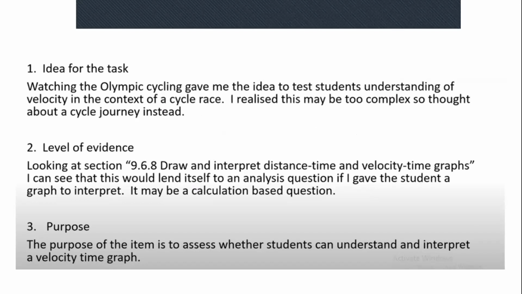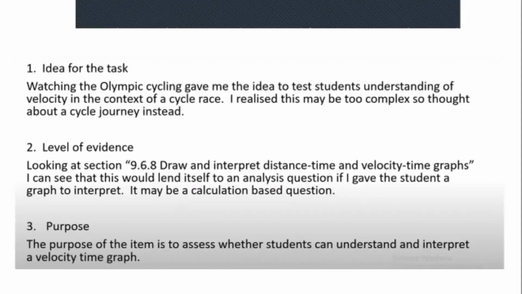Idea for the task. When I say idea for the task, for example, I say watching the Olympic cycling gave me the idea to test students and understand velocity in the context of a cycle race. I realized this may be too complex, so I thought about a cycle journey instead. Level of evidence, looking at the section, draw and interpret the distance time and velocity time graphs. Now you see over here, this will lend itself to an analysis question if you give the student a graph to interpret. So it will become a higher order thinking skill, and it may be a calculation based question.